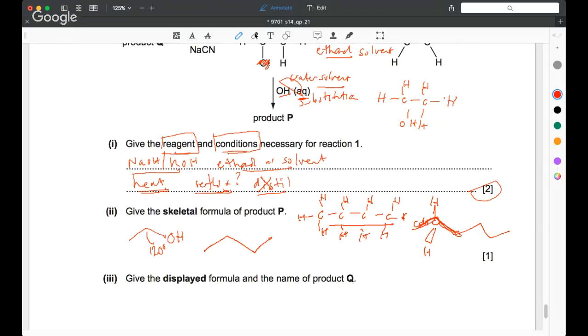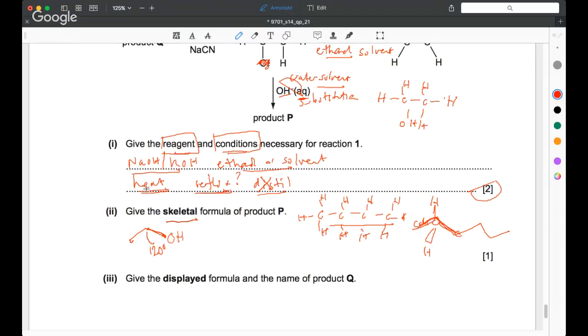And so really, to get full marks for the skeletal formula, you've got to show carbon 1, carbon 2, and then this bent angle, this 120 degrees going to the oxygen. And then you don't show any more bonding, you're just showing OH as the functional group. So that's the correct way of drawing a skeletal formula for this substitution reaction.